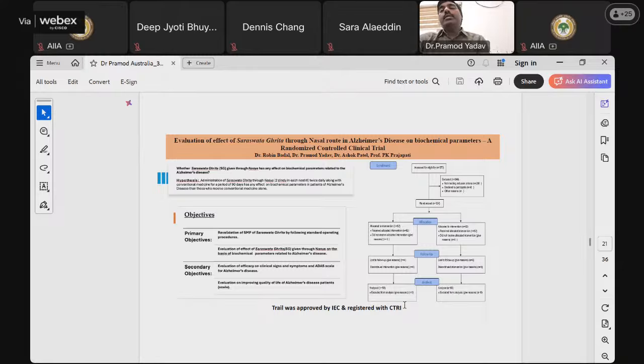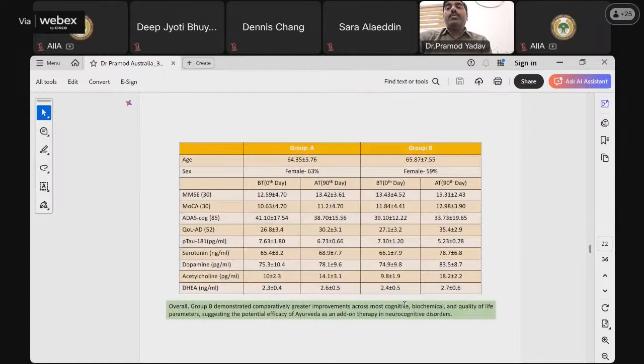The assessment was done on various subjective parameters and various objective parameters. We took the MMSE scale, MoCA scale, ADAS-Cog scale, and the quality of life was also assessed for these patients. On the biochemical parameters, we carried out serotonin levels, tau 181 levels, and other biochemical markers. Next, please.